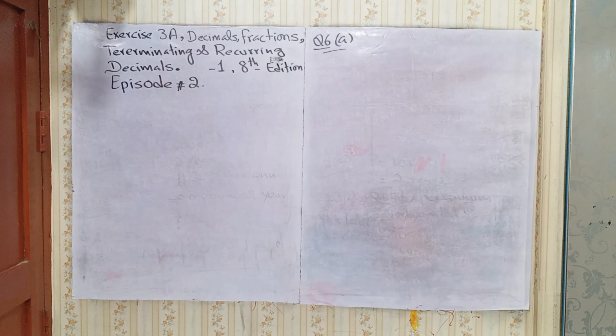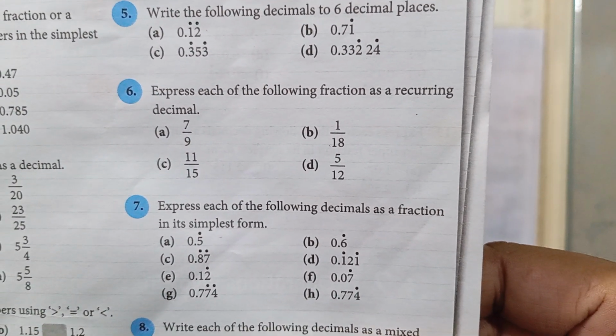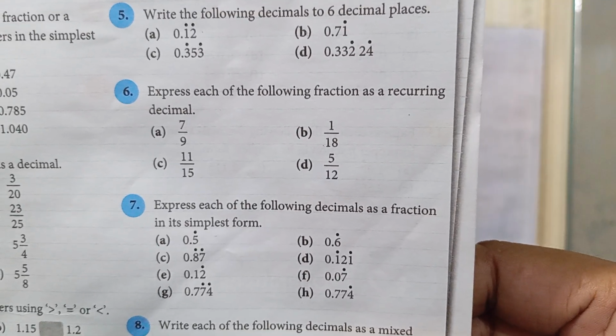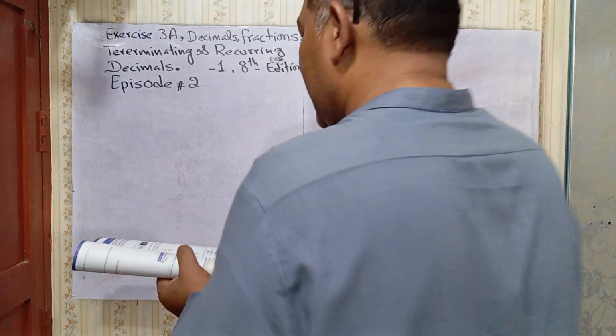In my first episode on exercise 3A from book 1, we did question number 1, 2, 3, 4, and 5. Today we are going to work on question number 6. Here you can see exercise 3A. It says express each of the following fractions as a recurring decimal. The a part is 7/9.